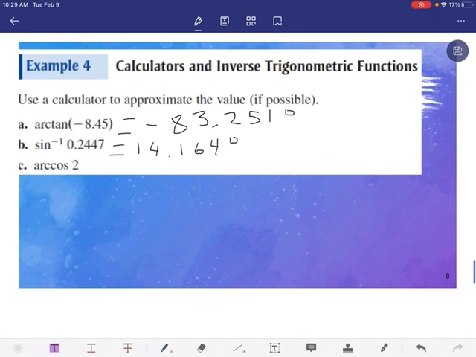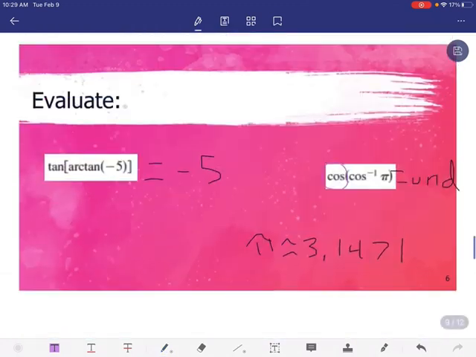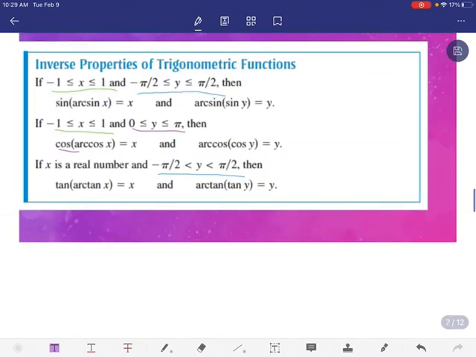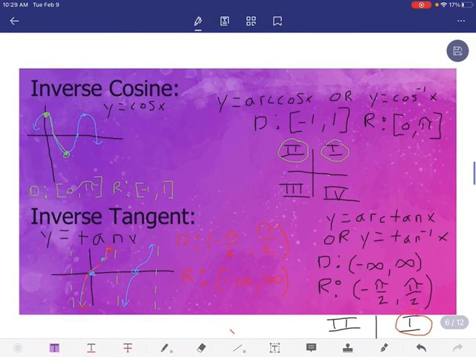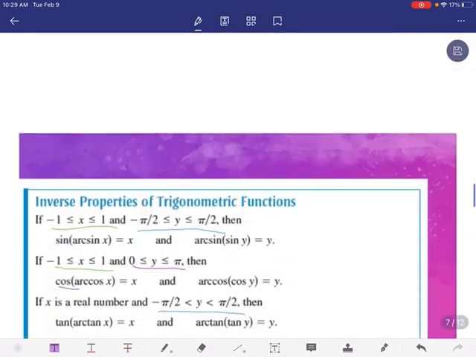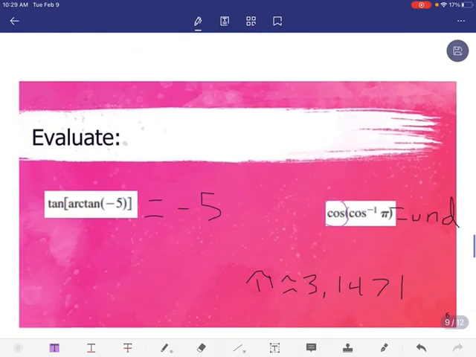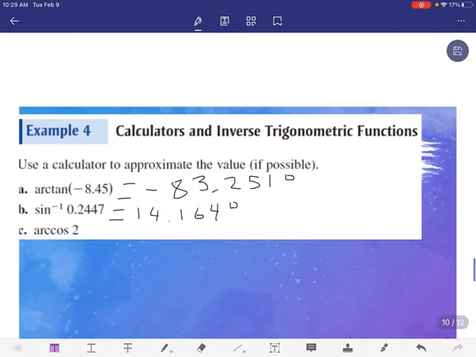And the reason for that, if we go back to our intervals, notice that we said the domain for our cosine is between -1 and 1. Well, 2 is outside of that domain. Therefore, we can't plug it in. So this does not exist. Or you could put undefined. Either one would be fine.